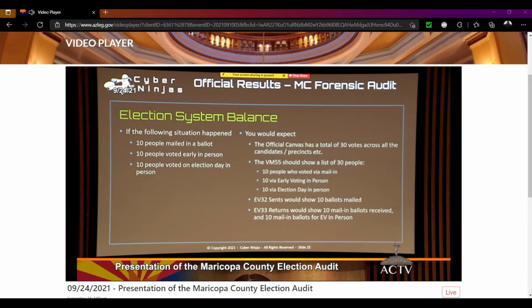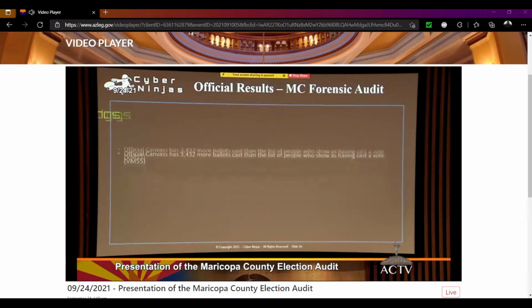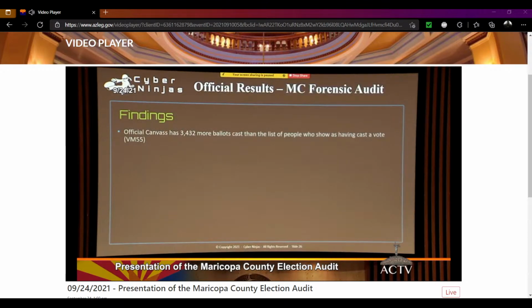This is not actually what we found when we started comparing all these numbers. All these numbers were different in very different ways, and it creates quite a few discrepancies. So none of these systems actually balanced. We're going to go through these. So our official canvass has 3,432 more ballots cast than the list of people who show as having cast a vote in the VM55 file.